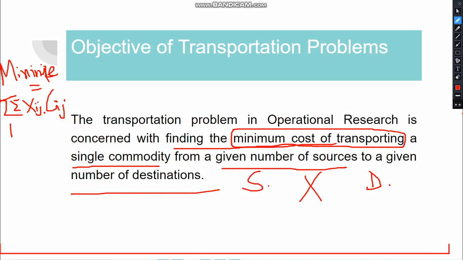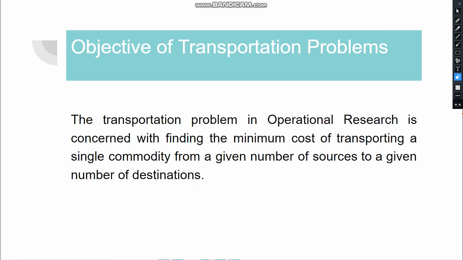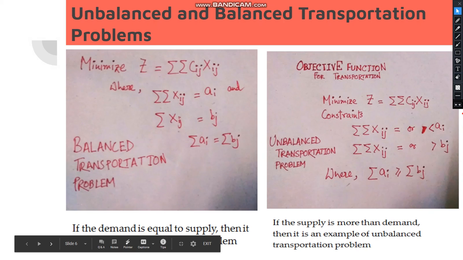So you are transporting the material from some source points to some demand points, and your objective is to minimize the cost of this transportation by using some algorithms. This is the objective of any transportation problem. Okay, is it clear? So let us move on to the next slide.